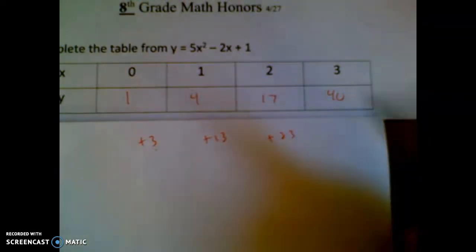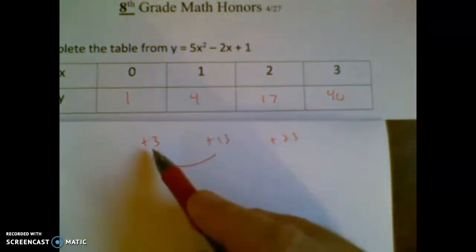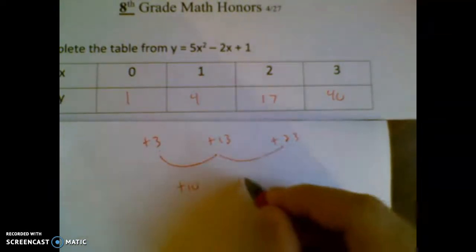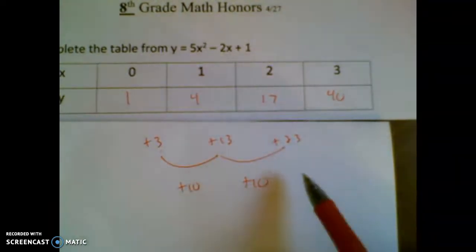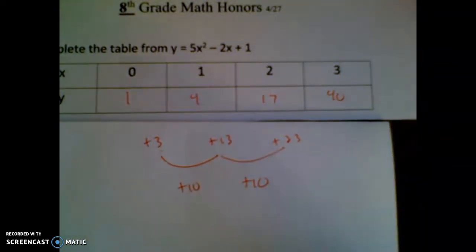But I told you it's quadratic, which means the second difference should be the same. And from 3 to 13, it goes up by 10. And from 13 to 23, it also goes up by 10. So because the second difference is the same, that's another way of knowing it's a quadratic relationship.